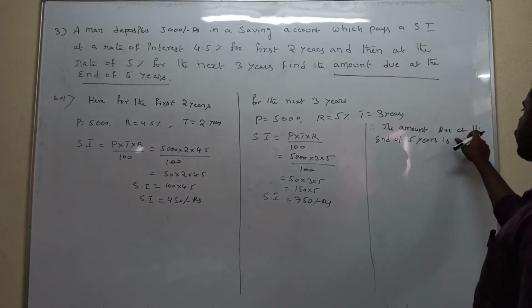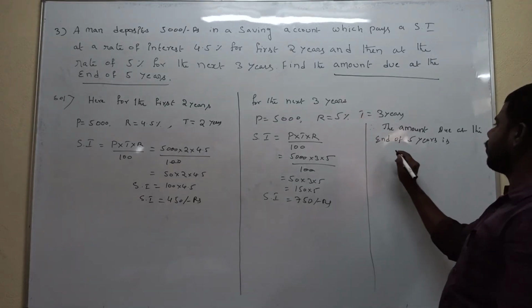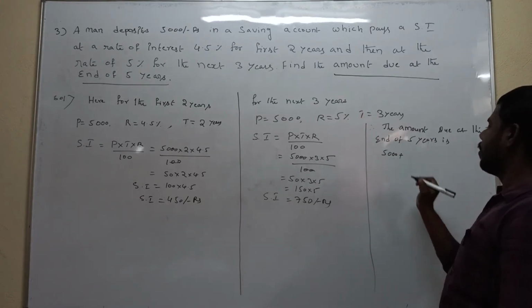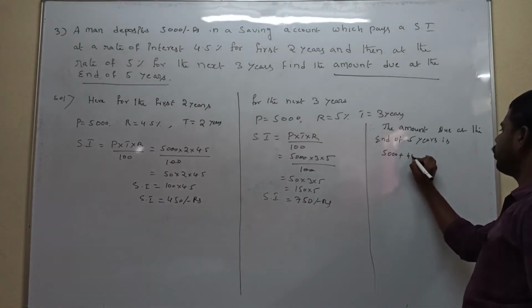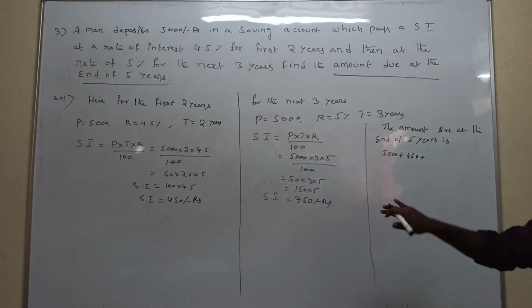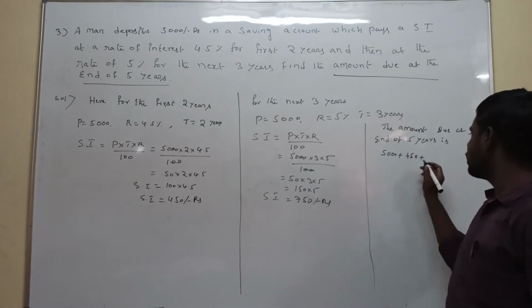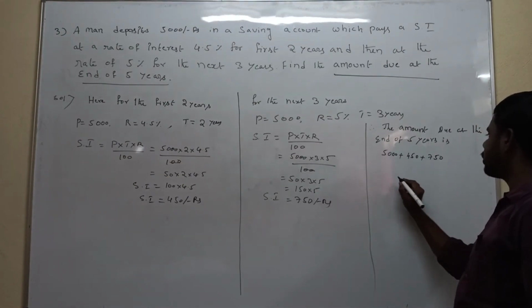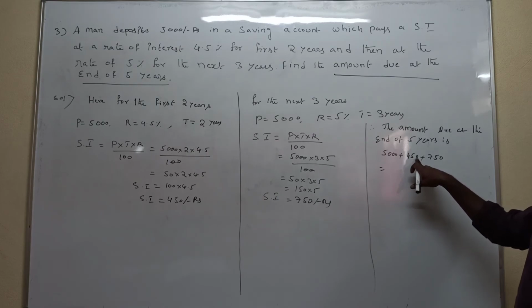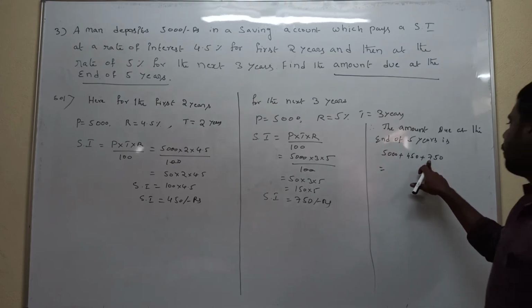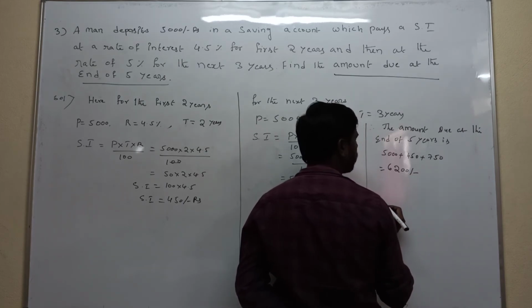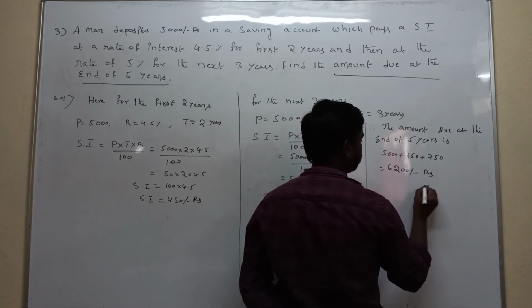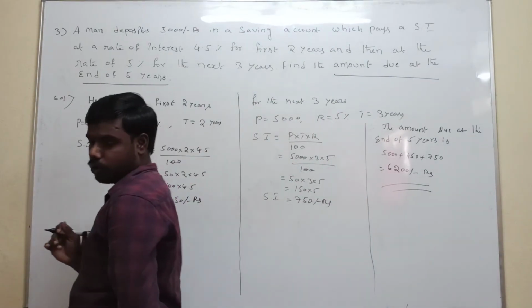So here the amount due at the end of the period: the principal amount is 5,000 plus for the first 2 years the simple interest we got is 450 rupees plus for the next 3 years the simple interest we got is 750 rupees. We add this total: 450 plus 750. 5 plus 7 is 12, 12 plus 5 is 17, so 6,200 rupees. This is the total amount due at the end of 5 years. This is the required solution.